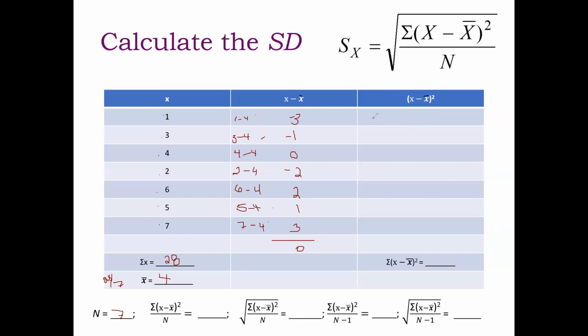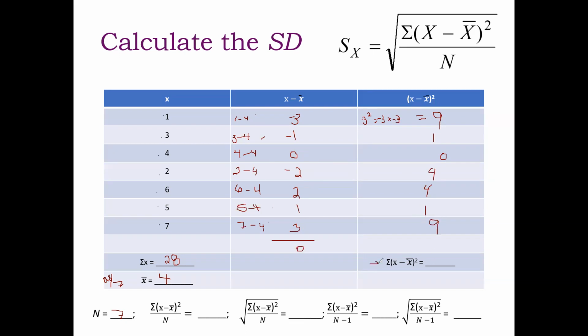So negative 3 squared equals negative 3 times negative 3. Remember, negative times negative is a positive, so 9. Negative 1 times negative 1 is 1. 0 times 0 is 0. Negative 2 times negative 2 is 4. 2 times 2 is 4. 1 times 1 is 1. And 3 times 3 is 9, okay?